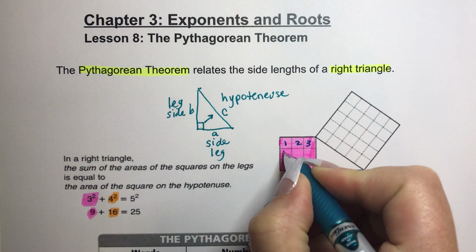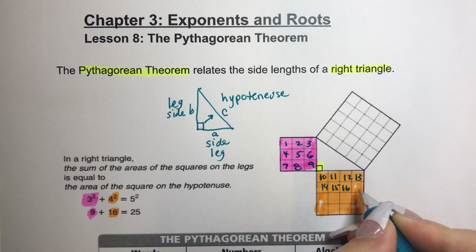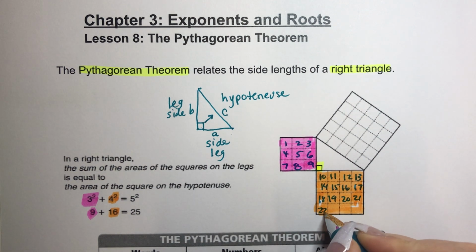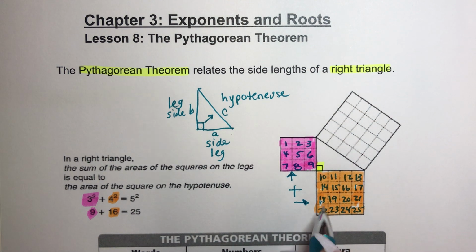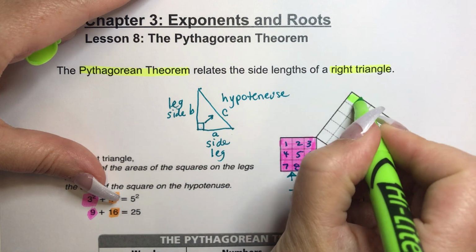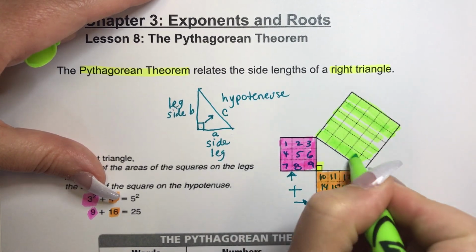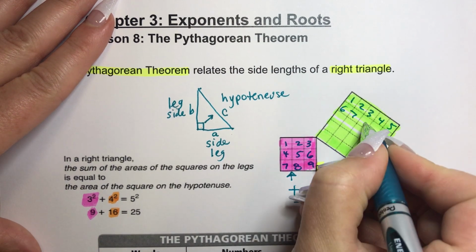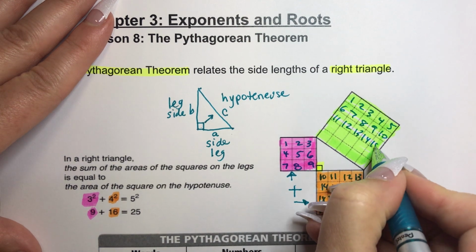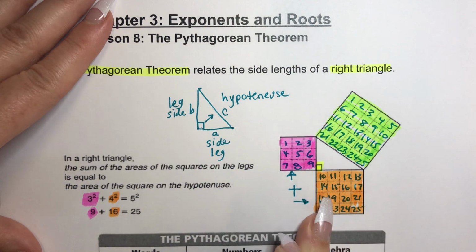What do we have? 1, 2, 3, 4, 5, 6, 7, 8, 9, 10, 11, 12, 13, 14, 15, 16, 17, 18, 19, 20, 21, 22, 23, 24, 25. So if you add these two squares together, they equal 25. Now we just have to see what the area of this one is. The Pythagorean theorem says that this square plus this square adds up to this one. Let's count it out. 1, 2, 3, 4, 5, 6, 7, 8, 9, 10, 11, 12, 13, 14, 15, 16, 17, 18, 19, 20, 21, 22, 23, 24, 25. It's the same. Isn't that crazy?